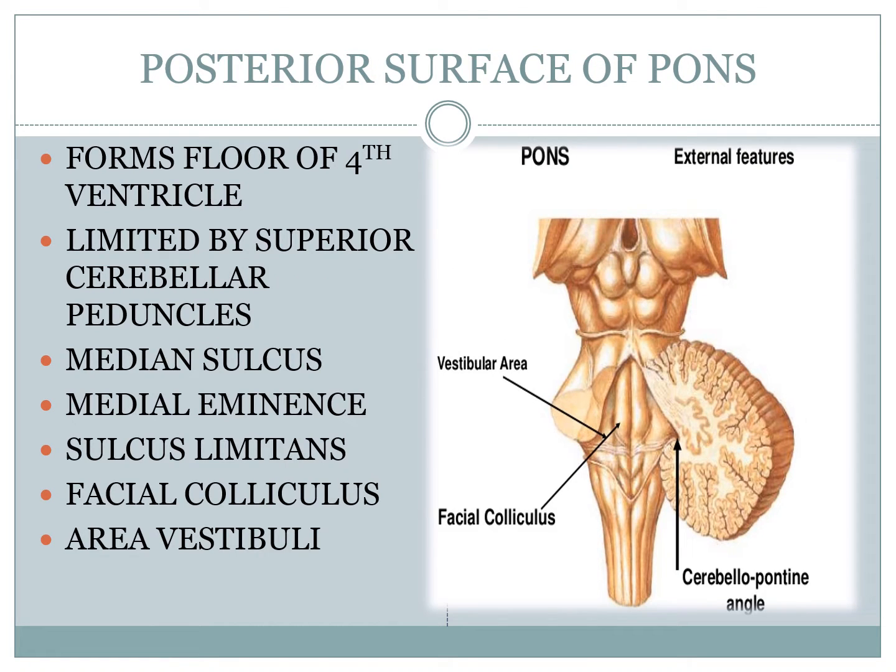Now the posterior aspect of pons. The posterior aspect of pons is actually hidden by the cerebellum, so we can just see this after removing cerebellum or retracting it. It is triangular in shape, and it forms part of the floor of fourth ventricle. It is limited superiorly by superior cerebellar peduncles. On this posterior aspect, in the midline, there is median sulcus.